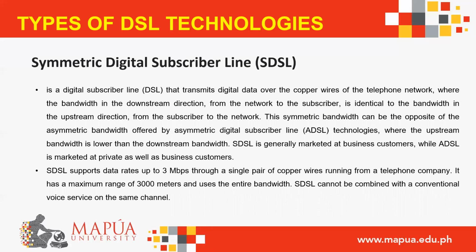SDSL is generally marketed at business customers, while ADSL is marketed at private as well as business customers. Also, SDSL supports data rates up to 3 Mbps through a single pair of copper wires running from a telephone company. It has a maximum range of 3,000 meters and uses the entire bandwidth. And SDSL cannot be combined with conventional voice service on the same channel.